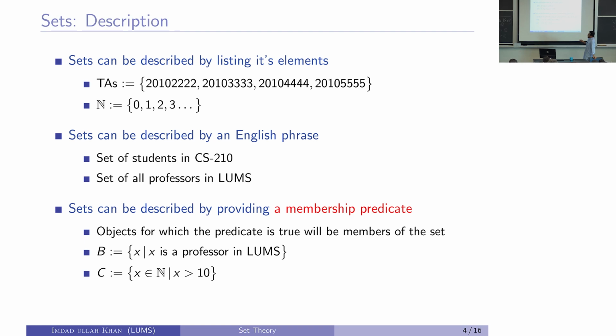So look at this set B, the set of all professors in LUMS. This is exactly the same set as given here. X ranges over all objects in the universe of discourse, the set of people, the set of cats, the set of whatever, and for X for which this predicate is true, that X belongs to this set. Otherwise, it doesn't belong to the set. Okay, so we can say, does Pythagoras belong to the set B? No, why not?